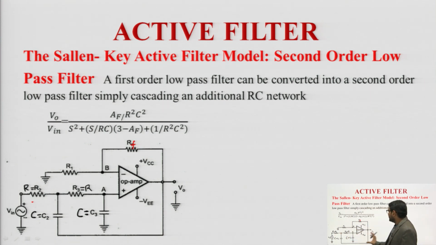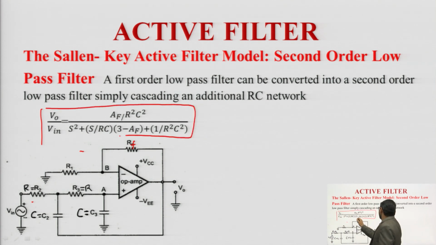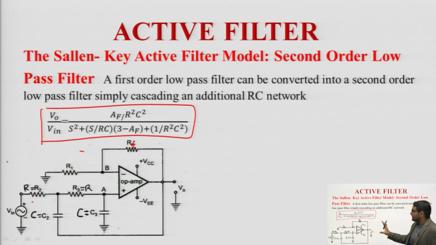If you solve this equation and put into the transfer function of the Sallen-Key filter Z1 as R, Z2 as R, Z3 as C, and Z4 as C, then we get this transfer function. This transfer function we can achieve from the derivation of the transfer function of the Sallen-Key filter.